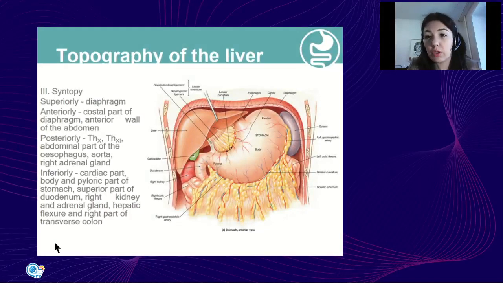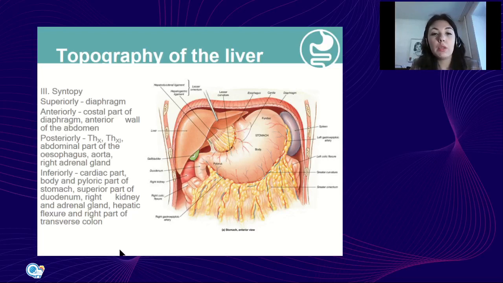So we won't repeat that the liver occupies nearly the whole epigastrium. Now the syntopy of the liver: the diaphragmatic surface is covered superiorly by the diaphragm. Anteriorly it is the costal part of the diaphragm and the anterior wall of the abdomen, posteriorly thoracic vertebrae and the abdominal part of the esophagus, aorta, right adrenal gland, and inferiorly there is the cardiac part of the stomach, superior part of the duodenum, right kidney and adrenal gland, hepatic flexure of the colon, and right part of the transverse colon.